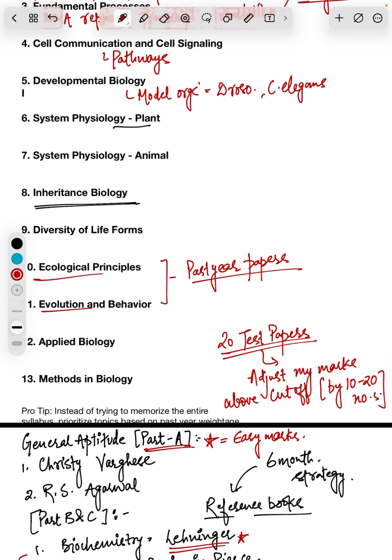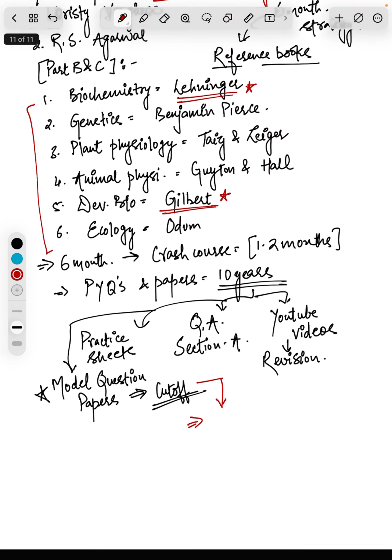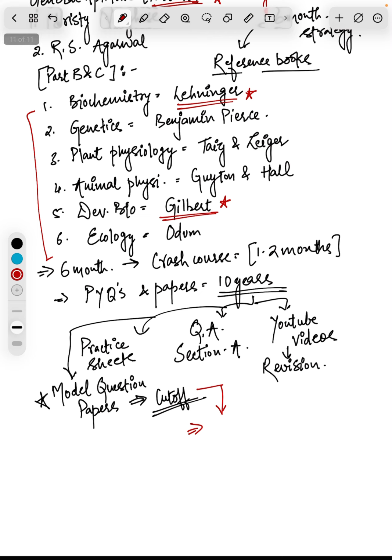And also, whatever questions you are attempting, just don't go for the next paper. Revise and see where you are making mistakes, and clarify those mistakes there and then, so that you don't repeat those mistakes in the next paper.